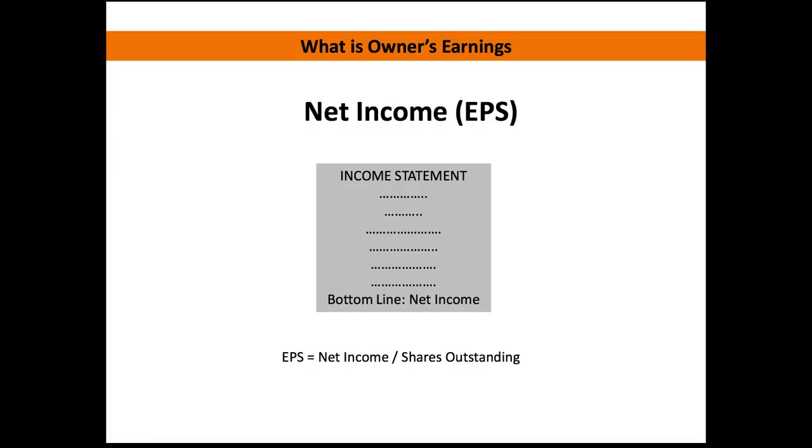And so when we turn to that income statement and we look at the very bottom line, that's where the net income is at, and this is the profit of the company. If we want to figure out what that profit is per share, what we do is we just take that net income and we divide it by the number of shares outstanding, and that tells us the EPS, or the earnings per share.